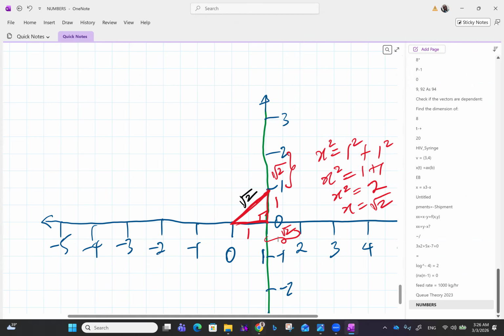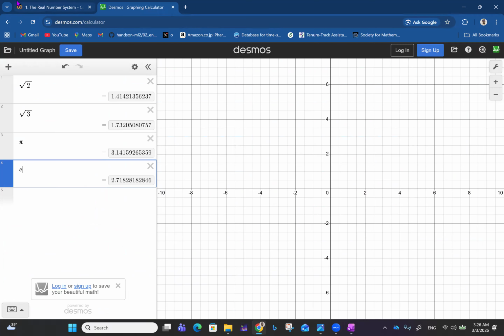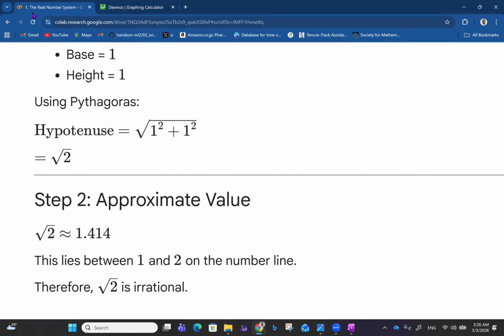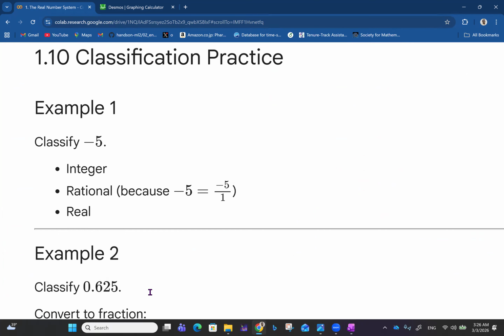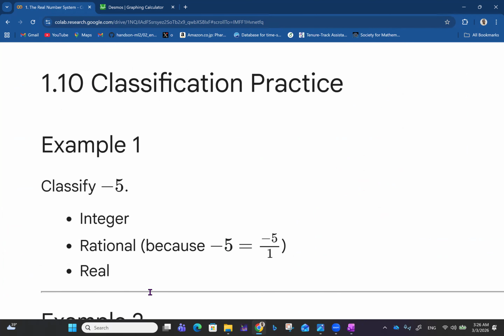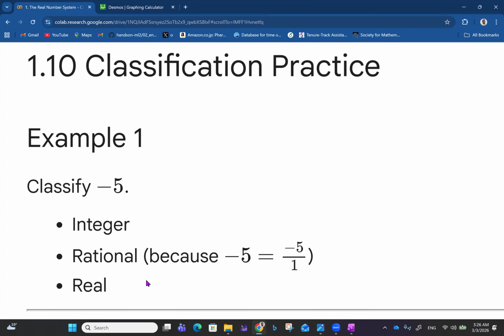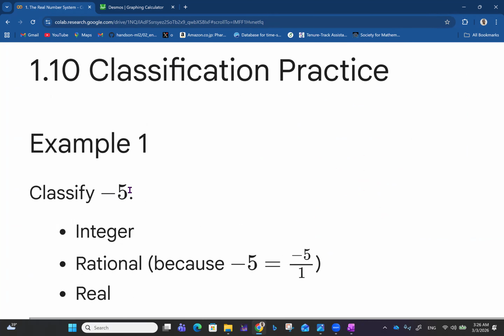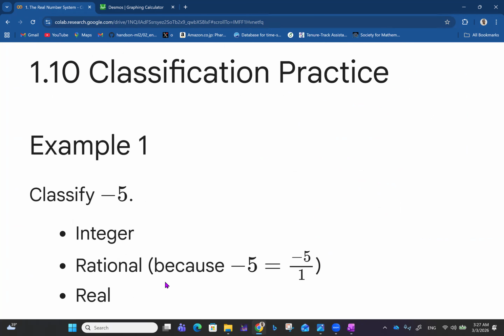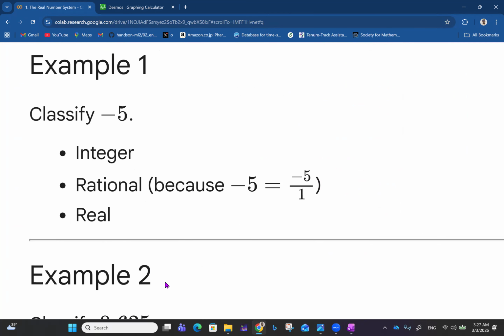So now we go on to the next thing. So 1.414 lies between 1 and 2 on the number line. Therefore, the square root of 2 is irrational. So we can then talk about how to do classification practice. For example 1, imagine you want to classify -5. -5, of course, is an integer. It is rational because you can express -5 as -5 over 1. And it's also real because all rational numbers are real. All integers are rational and all rational numbers are real.